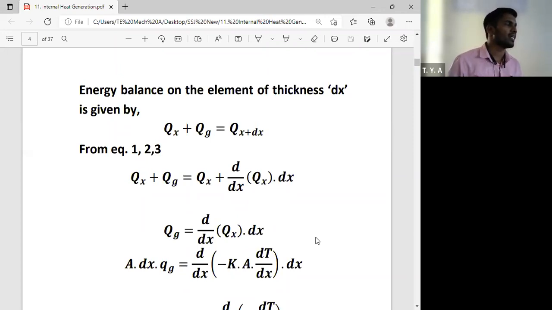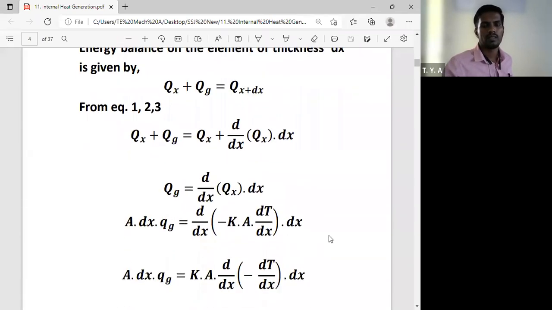Okay, and we have written the equation for the qg. So what is the equation of the qg? Volume into small qg. So A into dx into small qg is equal to, what is the value of qx? We have written the equation of the qx as minus k into A into dT by dx. So I have to put the values into this equation. A into dx into qg is equal to d by dx of minus k into A into dT by dx, into dx.